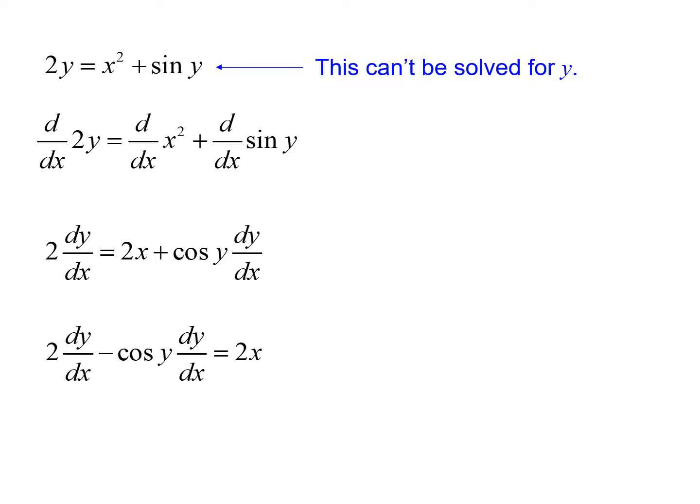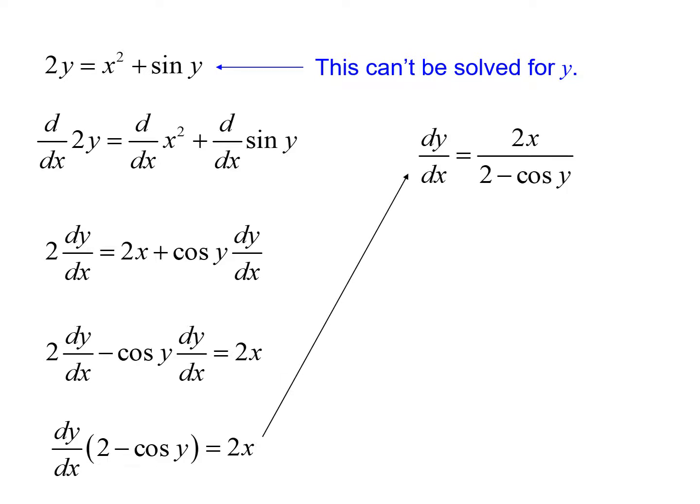Now, whenever we take a derivative this way, we want to get dy dx by itself. So our strategy for doing that is to get the terms that contain dy dx on one side of the equal sign. So in this case, we subtract cosine y dy dx. We can factor out the dy dx, and then we can divide. And now we have dy dx by itself, and we see it's equal to 2x over 2 minus cosine of y. And so the interesting thing here that we haven't seen up until this lesson is our derivative is dependent not just on x, but also on y.